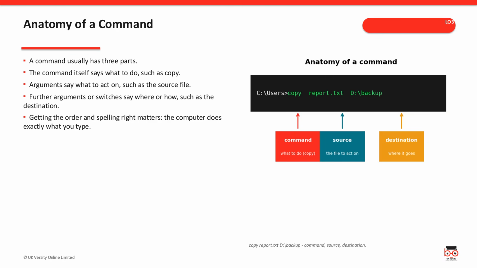Before the lists, it helps to see how a command is put together, because it usually has three parts. First, the command itself, which says what to do, like copy, then an argument saying what to act on, such as the source file, and then a further argument telling it where or how, like the destination folder. Order and spelling really matter here, because the computer does precisely what you type, no more and no less.